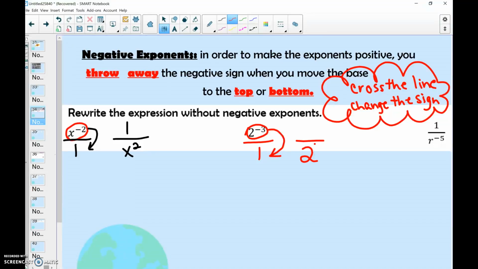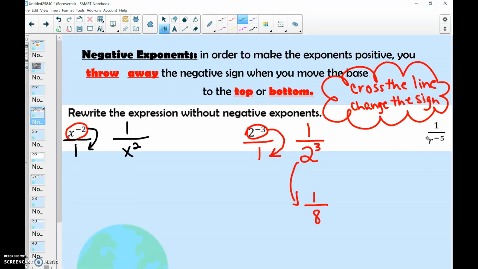Cross the line, change the sign, means it's 2 to the 3rd power. And I've got to put a 1 there because there's nothing there, not because I'm taking the reciprocal of the fraction. I'm not doing that. And then in the video they talked about how you could simplify this a little more and make it 1 over 8, which you should do.